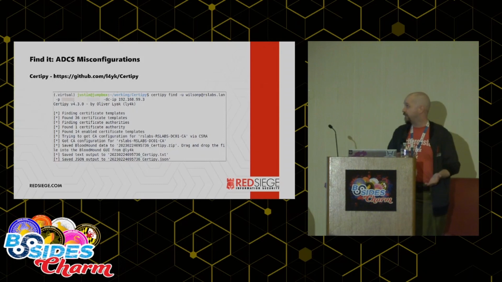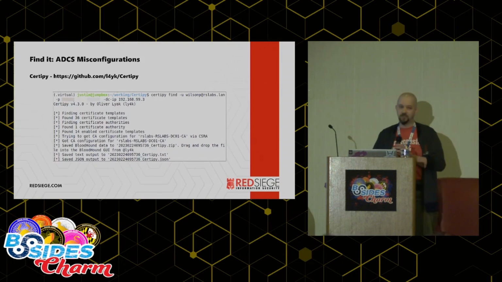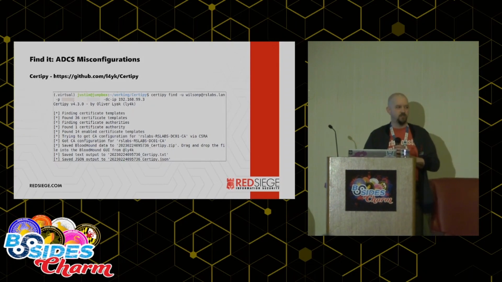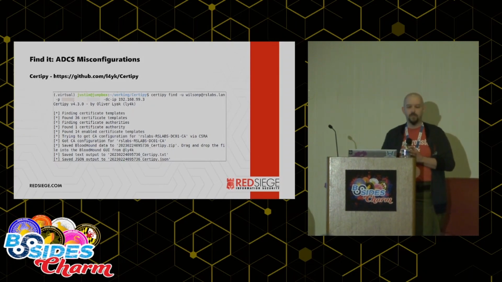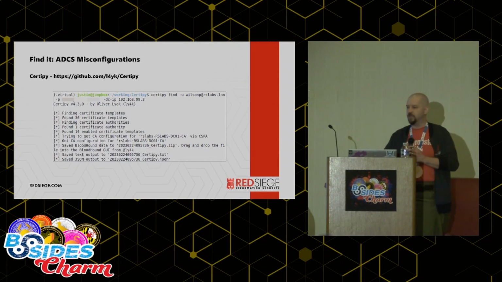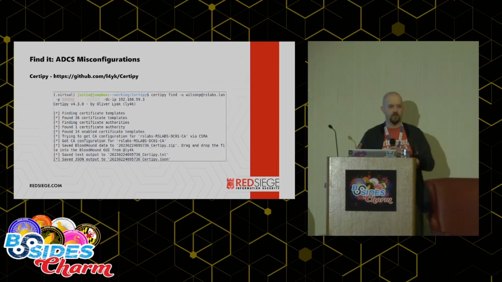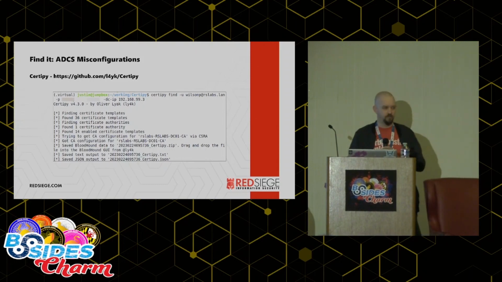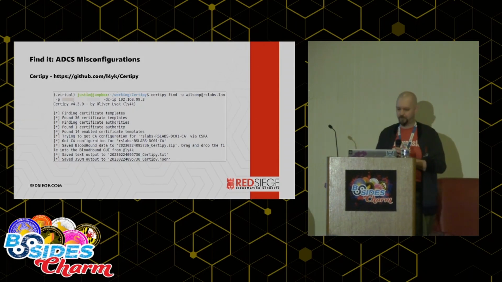So how do I find these when I'm in your network? I like to use a tool called Certify, and it's real simple. I just need a regular domain user account. I run Certify, and it will query the domain controller. It'll find all the CAs, it'll query all the templates, and then it will analyze them and say, here's what you need to do to exploit these. Here are all the vulnerable templates that are going to make it easy to attack this domain.